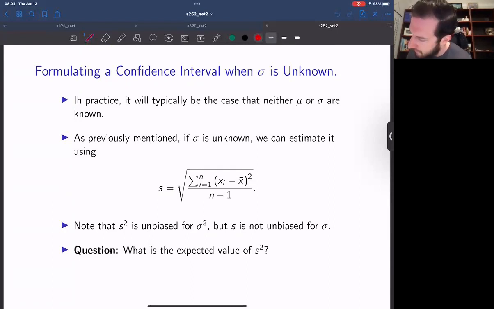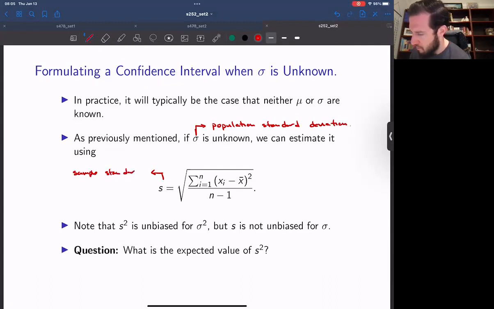Right? So this symbol here is the population standard deviation, and this symbol here is the sample standard deviation.